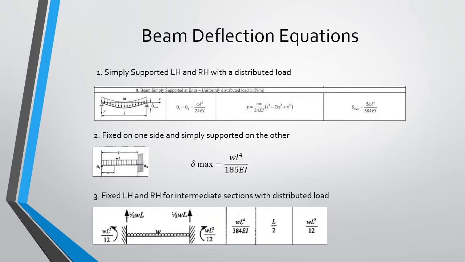The second equation is fixed on one side and simply supported on the other. What this does is take the end of our beam and then take us to the first datum target. And then equation 3 is for fixed left-hand and right-hand, and this will be used for the intermediate sections with distributed loading.